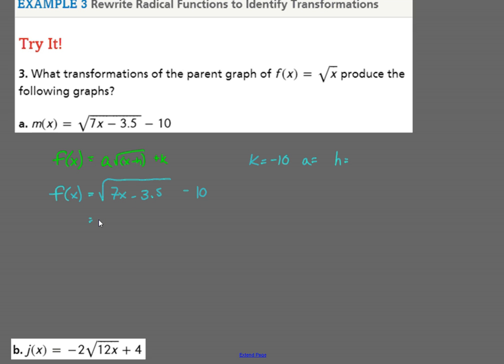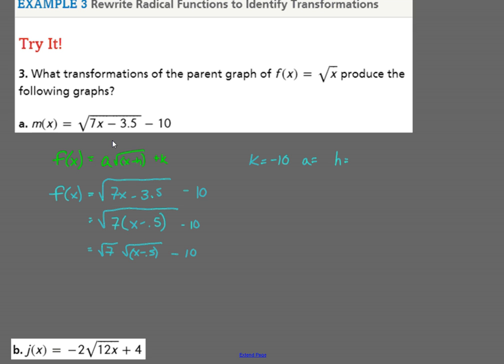That was ugly. Let me do that again. So if I factor the 7 out inside here, I'm left with x minus 0.5. Okay, you can do the math there. 7 times 0.5 is negative 3.5, and it's still minus 10. So our rules of radicals that we learned last time tell me I can separate it like this: square root of 7 times the square root of x minus 0.5, and then it's all minus 10.